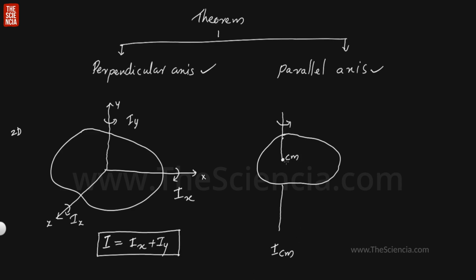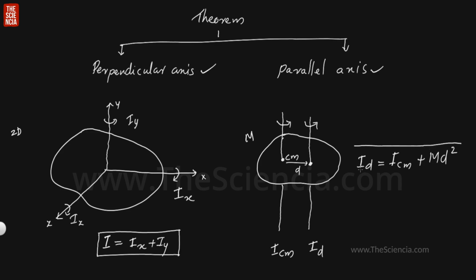Now I'm shifting this axis to a certain distance d. So now this body is rotating about an axis passing through this point at a distance d from the center of mass. So then what will be the moment of inertia at d? That is what the parallel axis theorem tells us. That is ID equal to ICM plus Md square, where capital M is the total mass of this rigid body. Then ID will be equal to ICM plus Md square.